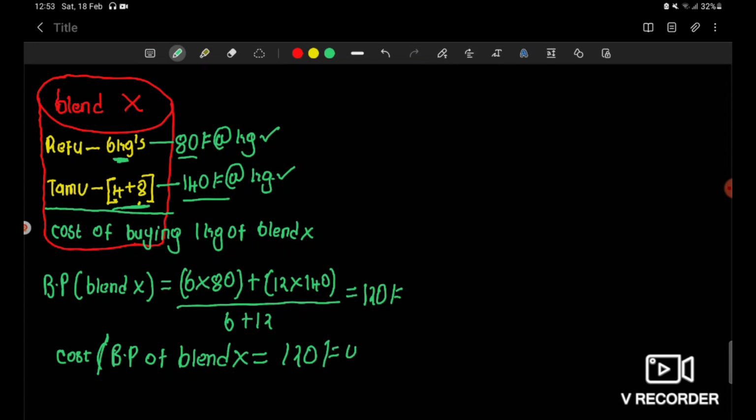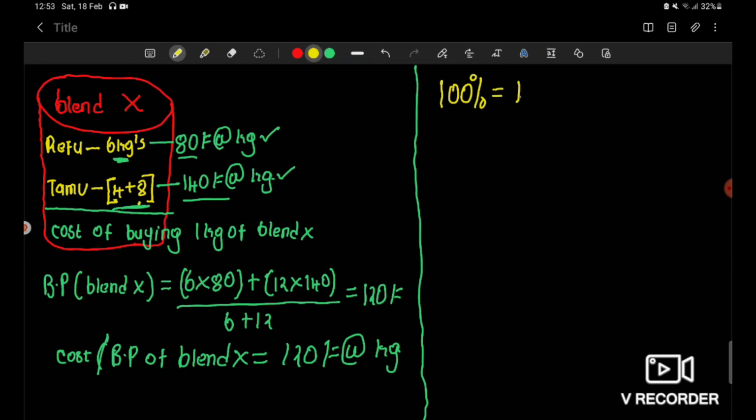120 shillings per kg. But the question is telling us this retailer, when he sold blend X, he made a profit of 20%. So we can say 100% is equal to 120 shillings. Why are we saying 100%? Buying price is usually 100%. No loss or profit has been made. But here profit has been made of 20%. So we add 20% to the 100 so that we have 120%.